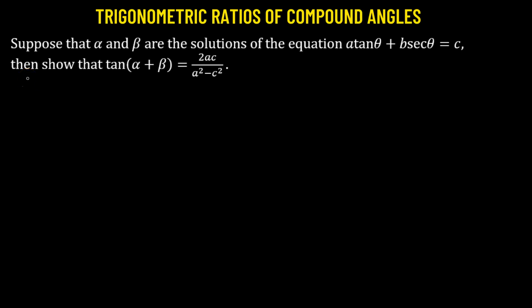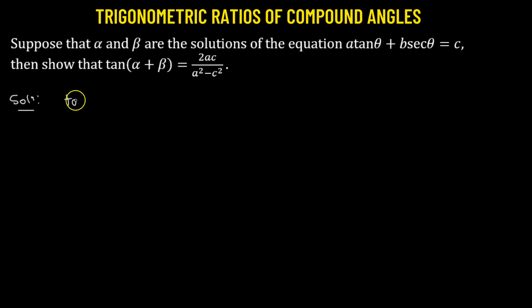So here in this problem, given that alpha and beta are the solutions of the trigonometric equation a times tangent of theta plus b times secant of theta equals c, then using these facts, we need to show that the tangent of alpha plus beta has a value 2ac over a squared minus c squared. So let us begin. So let's talk about the solutions first.